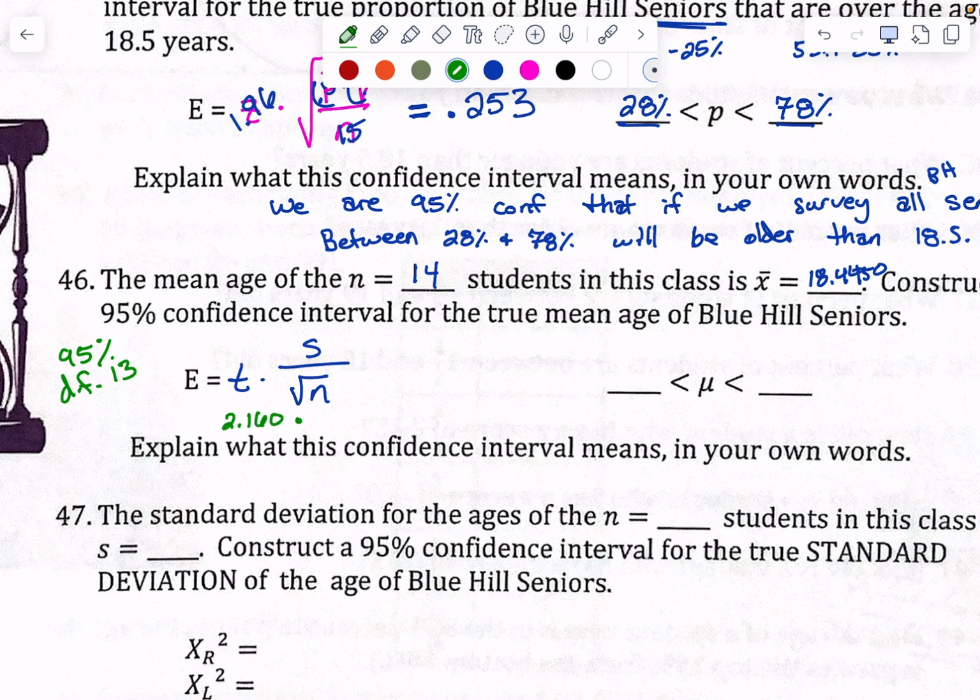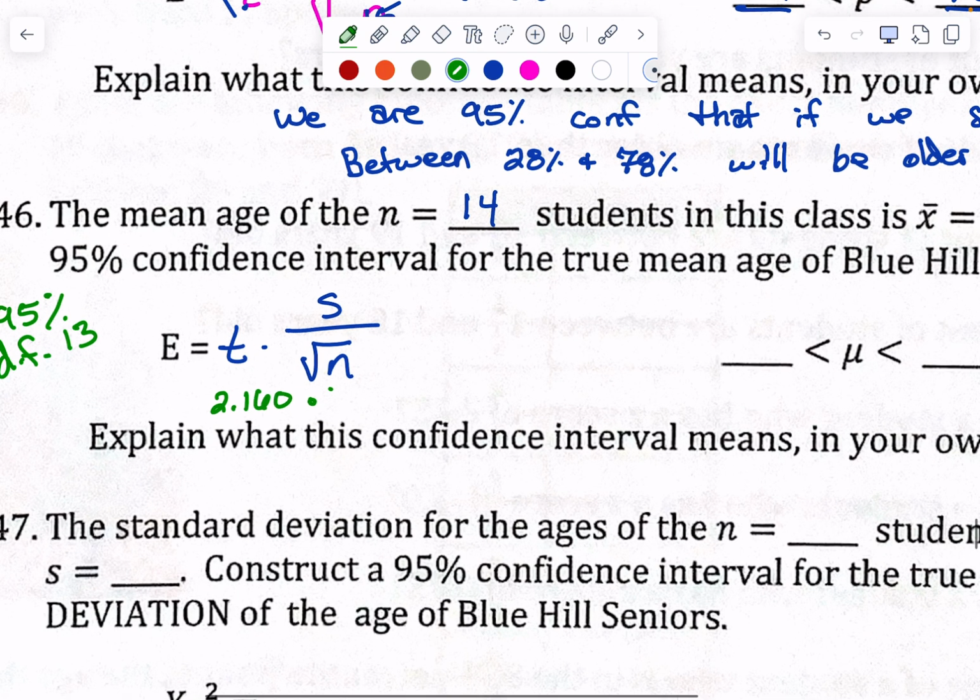2.160 times. What was the standard deviation, by the way? 0.3553, all over the square root of 14. That tells me my error.